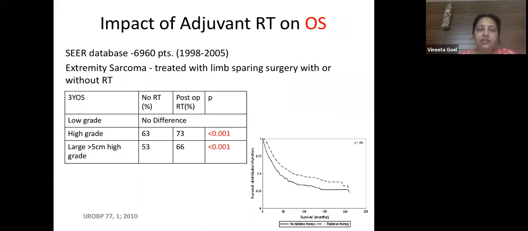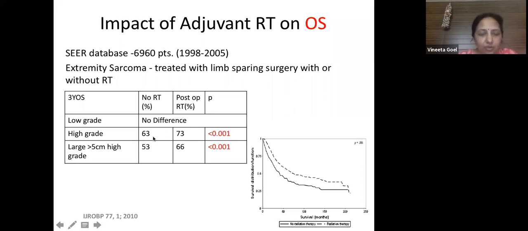at times in your multidisciplinary team, when you're sitting and having a discussion about management of a patient, a lot of surgical oncologists and MSK surgeons would tell you that you are only impacting the local control rate and adjuvant radiation therapy does not impact survival. Well, we do not have level 1 evidence, but there is a SEER database of around 6,960 patients where they looked at the impact of adjuvant radiation therapy on overall survival. In low-grade sarcoma, they found that addition of radiation therapy did not change survival because these tumors are generally low-grade. Probably that is the reason.